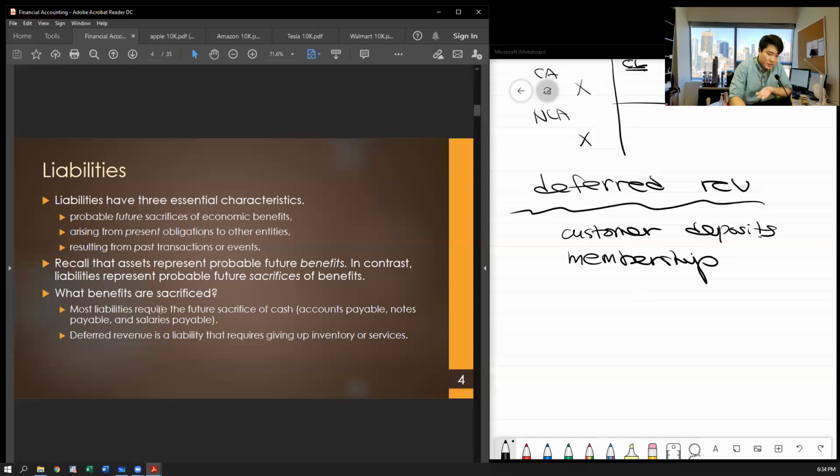Most liabilities require the future sacrifice of cash. For accounts payable, since this is a payable, you're going to use your cash to pay it back. Notes payable, similar to loans, at the end of the term you are going to pay back the principal amount. Salaries payable, you're going to pay your employees in the future, probably the next month or 2 weeks ahead. Deferred revenue is a liability, giving up not necessarily inventory, but services.